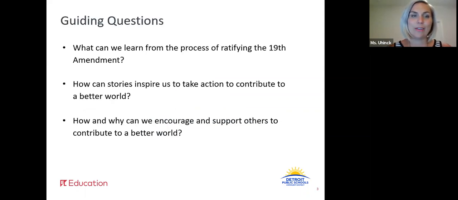Let's go ahead and look at our guiding questions. What can we learn from the process of ratifying the 19th Amendment? How can stories inspire us to take action to contribute to a better world? And how and why can we encourage and support others to contribute to a better world? And remember, that's really what we're doing today with that public service announcement, is we're inspiring others to take action to help make the world a better place.